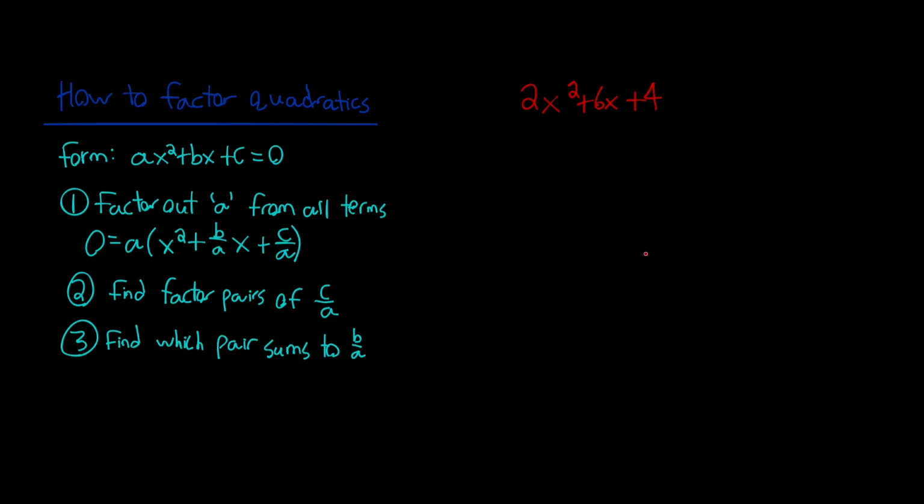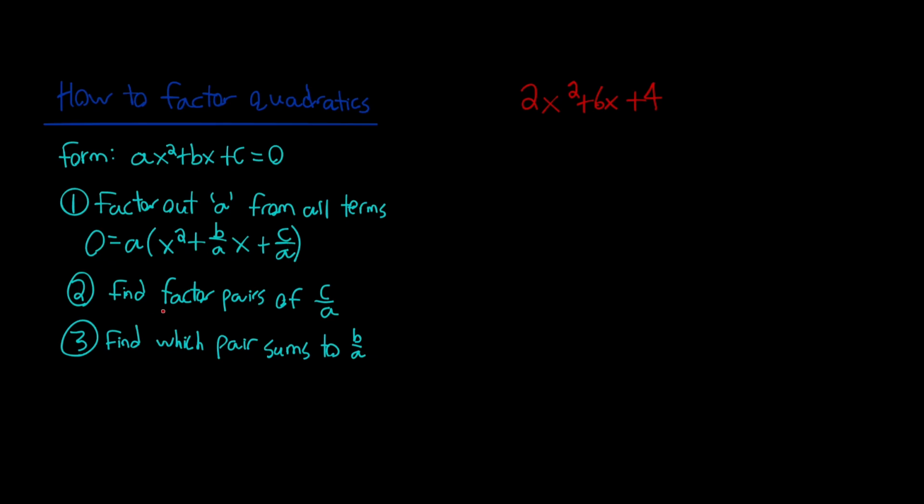So, first off, we're going to factor out a from all terms. So this is going to leave us with 0 is equal to a. And then remember, when we factor something out, we divide everything inside of the brackets by it, like we discussed last time. So a times x squared plus b over a x plus c over a.